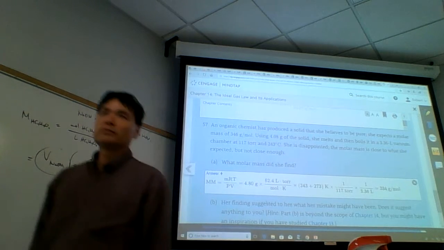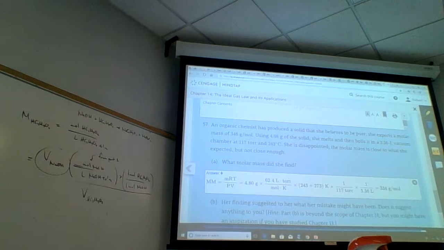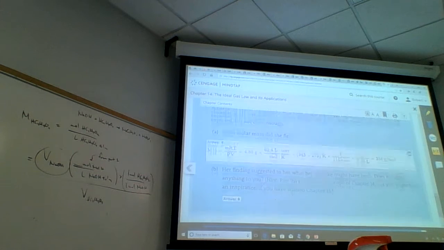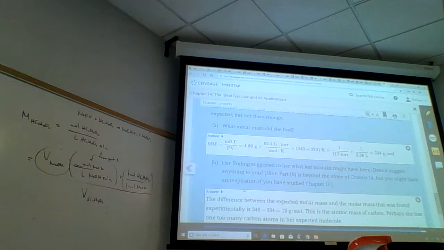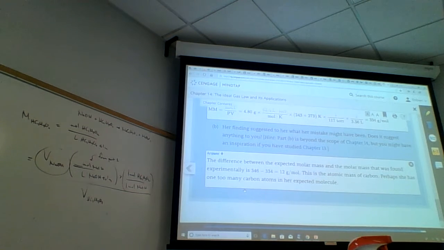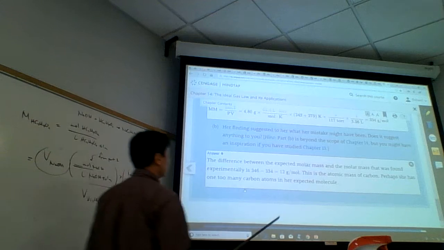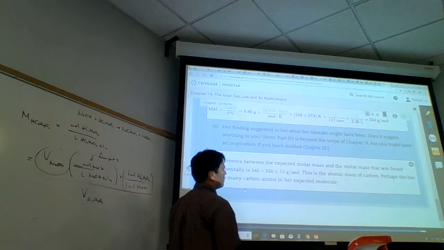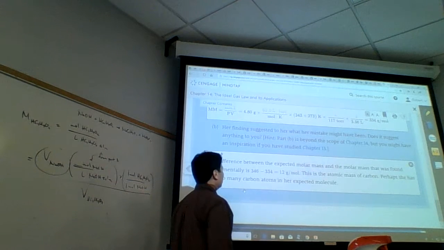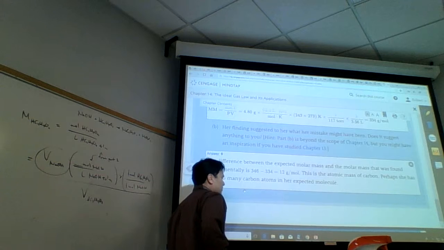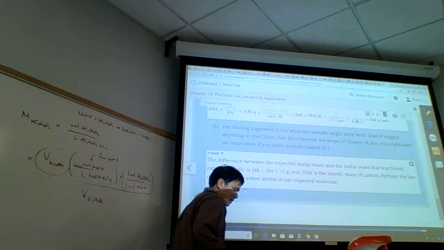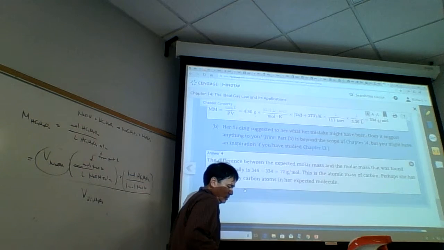It could be any number of reasons that it's off. Her findings suggested to her what her mistake might have been. Does it suggest anything to you? Not really. Yet. Let's see what they say. The difference between the expected molar mass and the molar mass that was found experimentally was 12 grams per mole. This is the atomic mass of carbon. Perhaps she has one too many carbon atoms in her expected molecule. This answer, to me, is nonsensical.